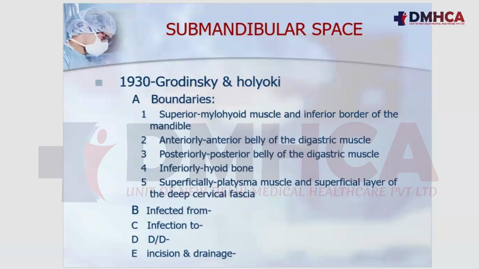And in the submandibular space, the boundaries are: superiorly, the mylohyoid muscle; inferiorly, the border of the mandible; anteriorly, the anterior belly of the digastric; posteriorly, the posterior belly of the digastric muscle. Inferiorly, it is limited by the hyoid bone. And superficially, the platysma muscle and layers of deep cervical fascia are there.